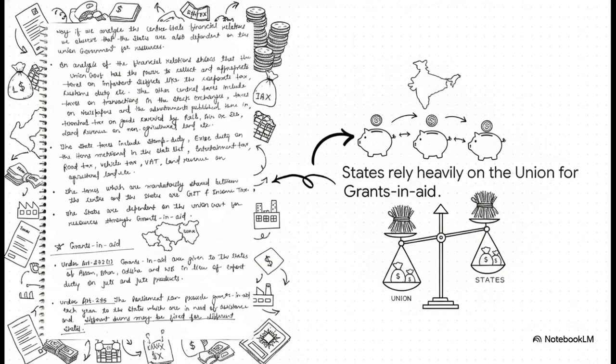Because the center holds those primary purse strings and collects taxes on the most lucrative subjects, states inevitably fall short of the funds they actually need to run things. Consequently, they become incredibly reliant on the union government for resources through formal grants and aid. Parliament can hand out different sums to different states based on their specific need for assistance. So this financial dependency is essentially baked directly into the Constitution itself.